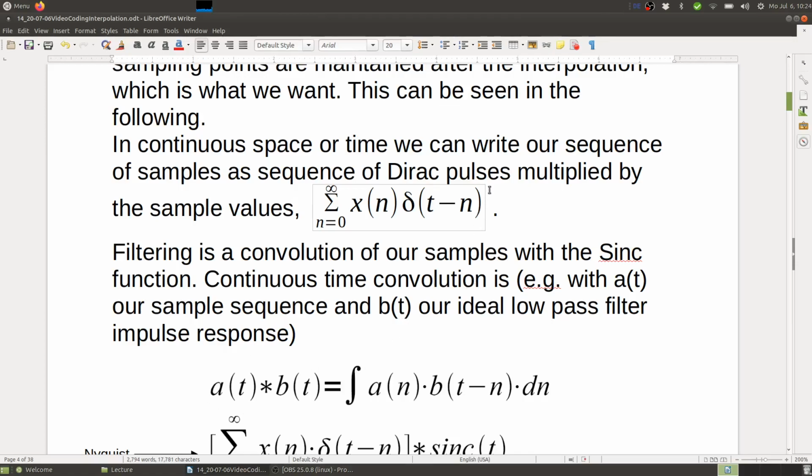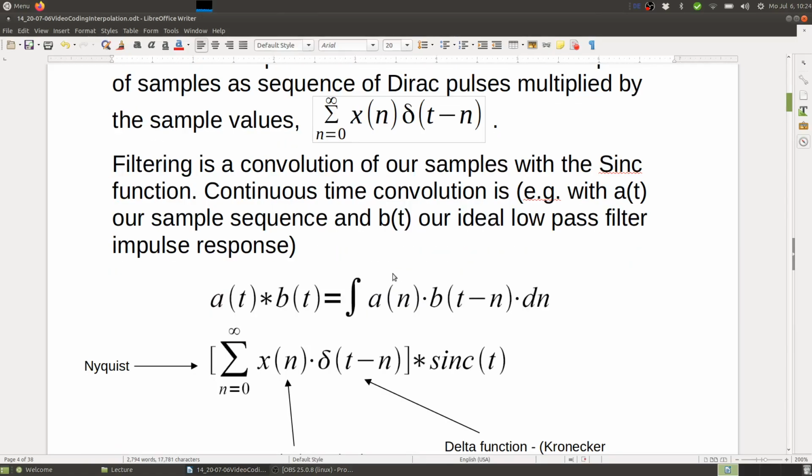So first we have our sequence of pulses. We represent our image as a sequence of pulses where the magnitude of each pulse is given by the sample brightness, for instance, or the sample value in general.